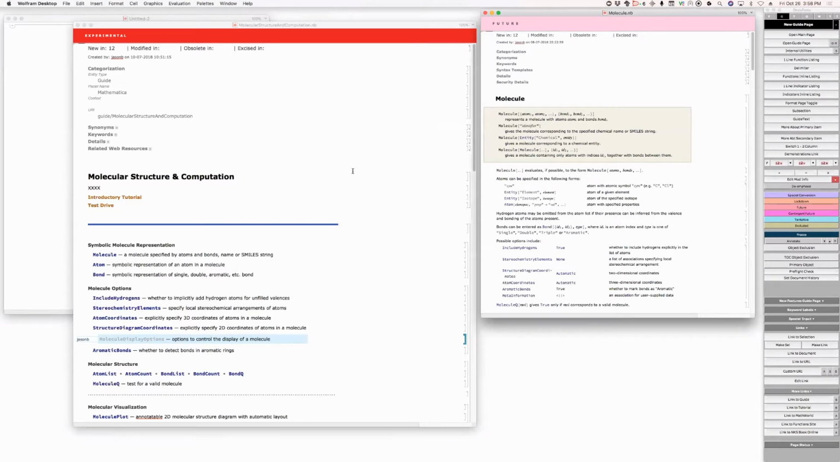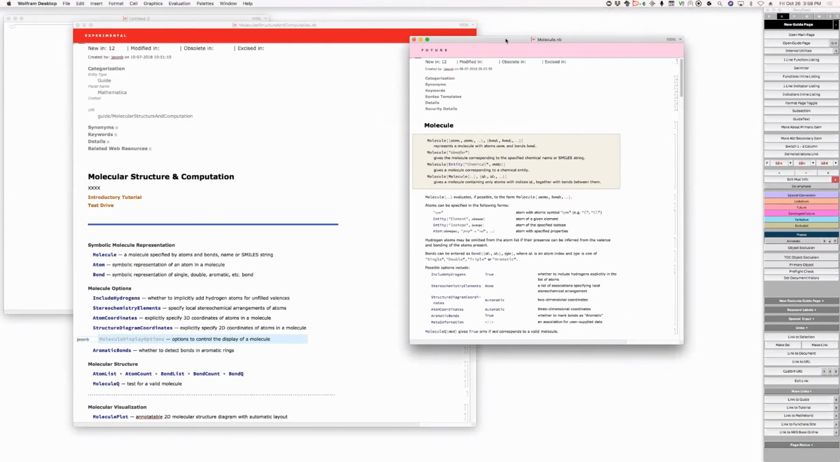Okay, to people joining this live stream, this is a fairly late stage in our molecular structure and computation capabilities for version 12. We're looking at documentation. We're talking about some final design issues.